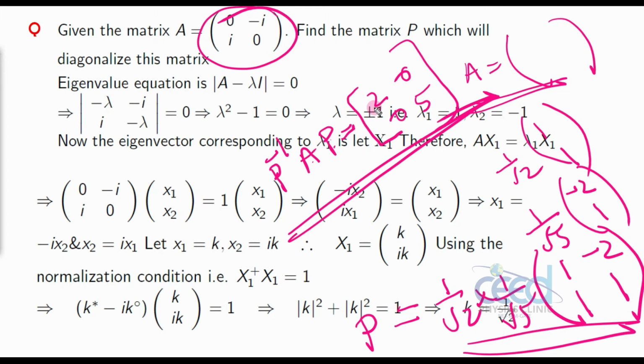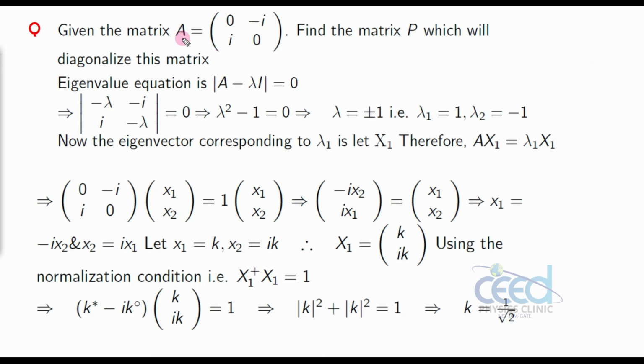So keep that in your mind, and let us go to the one problem that I have given here. You can see here a matrix A is equal to 0 minus i, i 0. I am not going to derive all of this, you know how to find lambda from it: you find the determinant. So determinant of A minus lambda I is equal to 0, and when you substitute and expand, you will get the eigenvalues, that is 1 and minus 1.